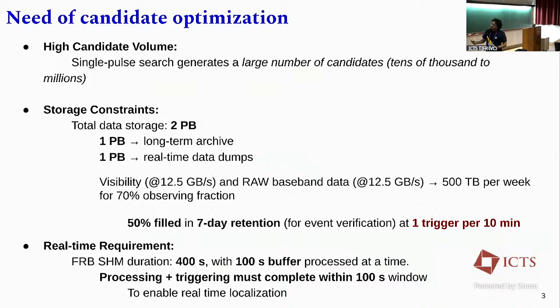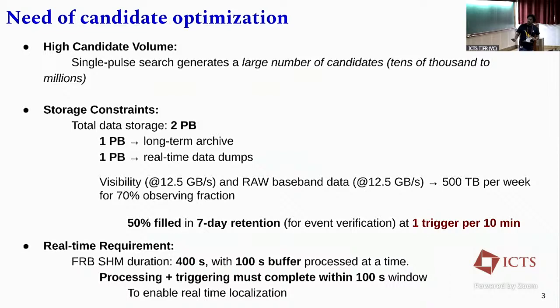The main constraint for limiting the number of candidates is the storage constraint. Spotlight currently has about 2 petabytes of storage, out of which 1 petabyte will be used for long-term archive, whatever final good detections and interesting sources we have found, all the data regarding that. And 1 petabyte will be used in the real-time pipeline for the data dumps, which are the visibility dump and the raw voltage dumps.